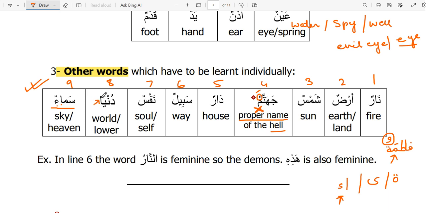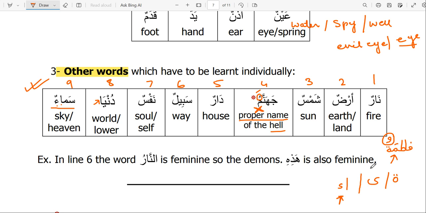And now sama'un. As you can see, alif and hamza, the alif mamduda, shows that it's a feminine noun. So you have to memorize these 9 nouns here. And in line 6, an-nar is feminine, and the demonstrative pronoun hadhihi is also feminine.